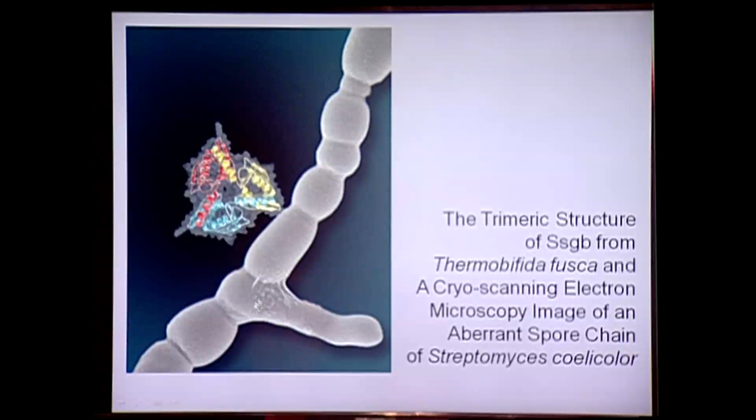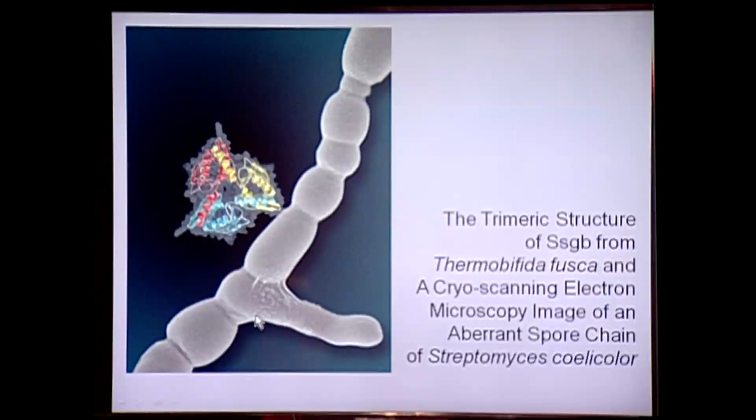You can see this is the filamentous actinomycete. It is commonly called Streptomyces coelicolor, and there is a triangular structure. This triangular structure is the SsgB protein, which is from a particular actinobacteria or actinomycete called Thermobifida fusca. This protein is from a different actinomycete. But what happens is, when this protein purified from a different actinobacteria is grown along with this actinomycete, it will impart sporulation and division in this particular organism.